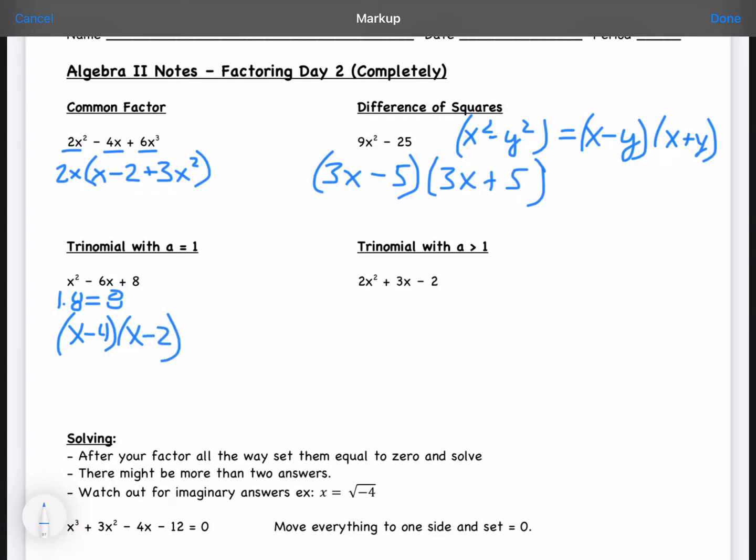Now, a greater than 1. So we do a times c, 2 times negative 2, which gives us negative 4. The two numbers that multiply to be negative 4 and add up to 3 would be plus 4 and minus 1. But then we have to divide by our a value, divide by 2. If they simplify perfectly, good, then you leave it, x plus 2. If they don't, we cannot have a fraction, so that 2, the denominator, slides in front. So x plus 2 times 2x minus 1.